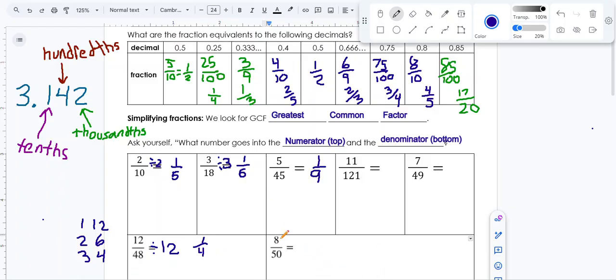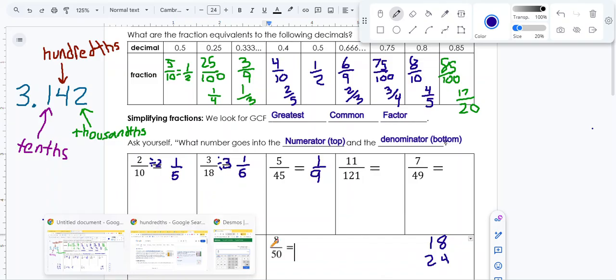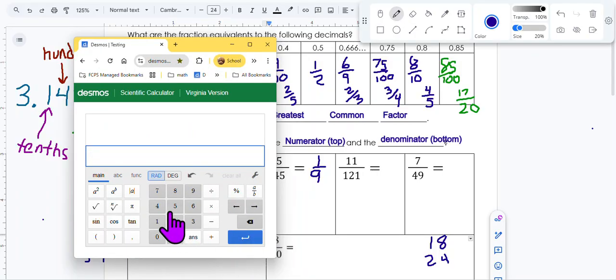8. What factors go into 8? Well, for 8, you can do 1 times 8, right? You could do 2 times 4. Those are the only things that go into 8, right? So we've got to figure out which one I can divide into 50. So let's see here. Does 8 go into 50? Let's check our calculator here. 50 divided by 8. Does that give us a whole number? It does not. So 8 doesn't work.